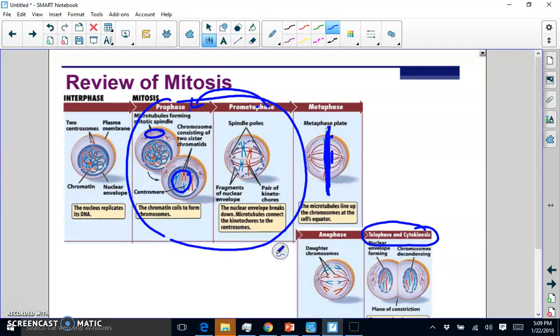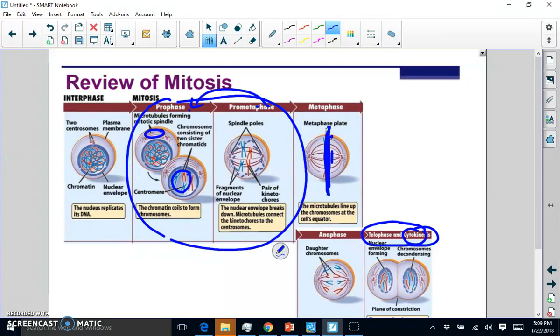Telophase is essentially the reverse of prophase. You'll see the spindle fibers are going away. The nucleus is reforming. The DNA is going to go back to its decondensed form, which is called chromatin. And then last but not least, in cytokinesis, the cytoplasm is going to split into two.